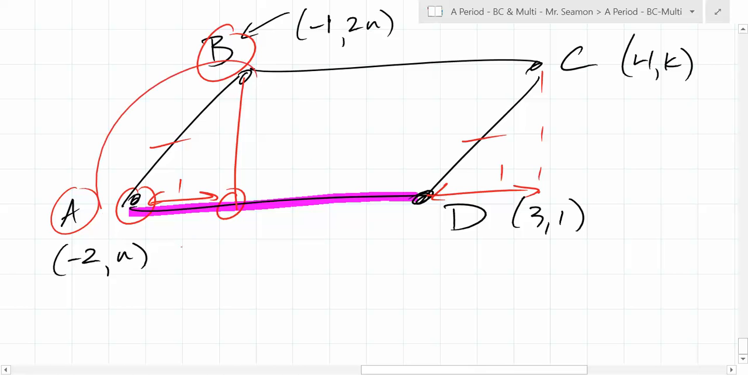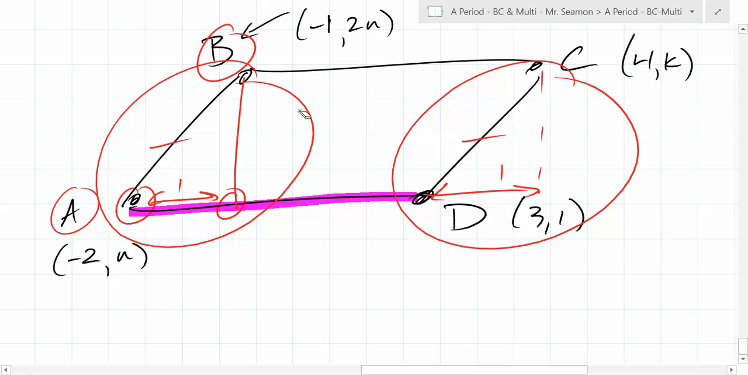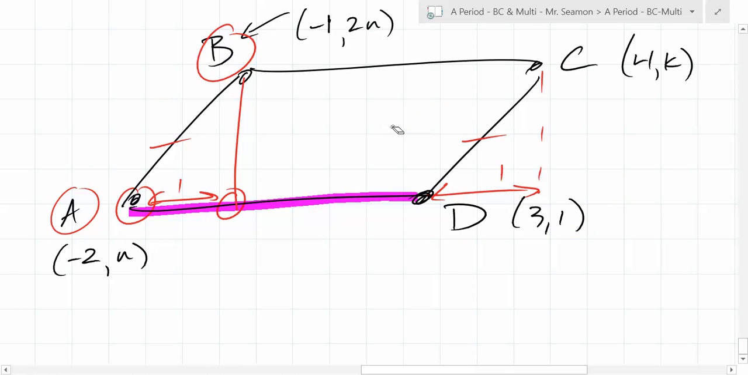So what can you say about this triangle and this triangle? They're not actually just similar. They are what? They're congruent triangles. Now here's the thing. If I have two congruent triangles and I move them, does that change anything about their congruency? No.